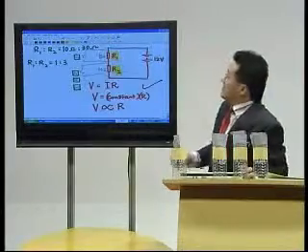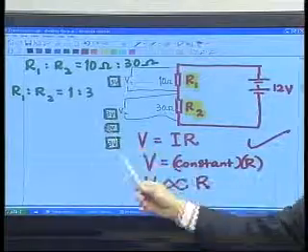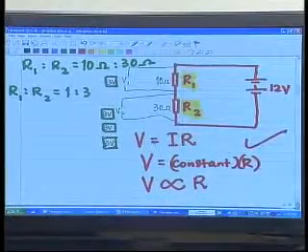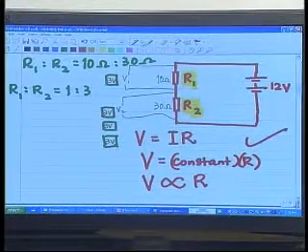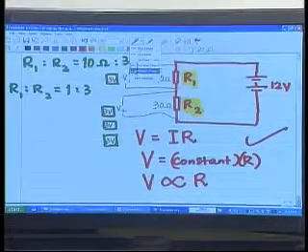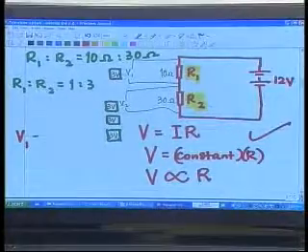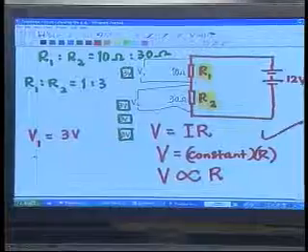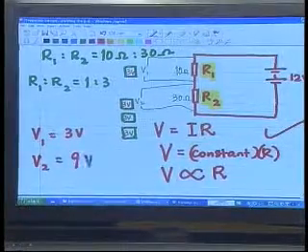So what do I have here? I've got 3 volts here. And V2, what is the value? I have got 9 volts. Alright. So, in other words now, what I'm doing is that I have got my final answer. V1 is 3 volts. And V2 is 9 volts.